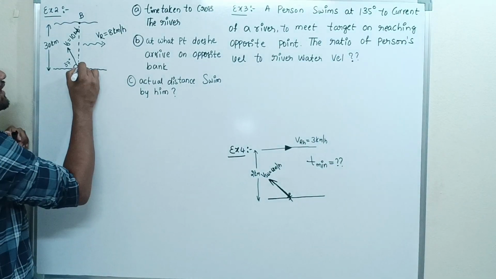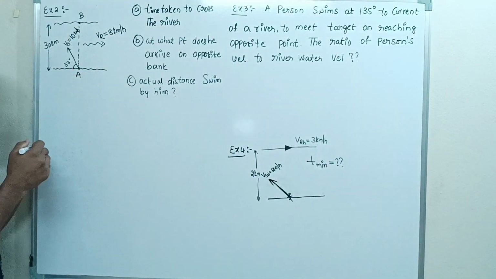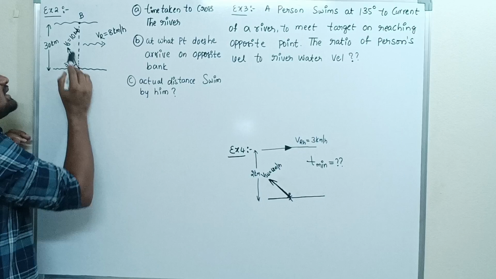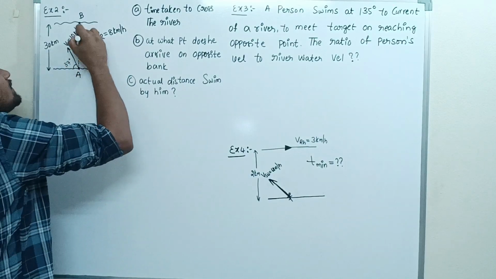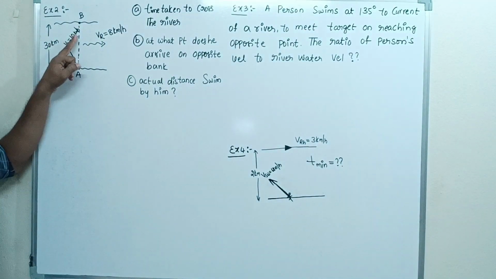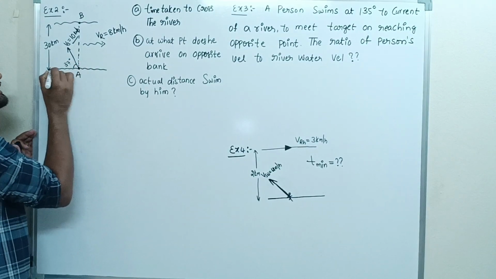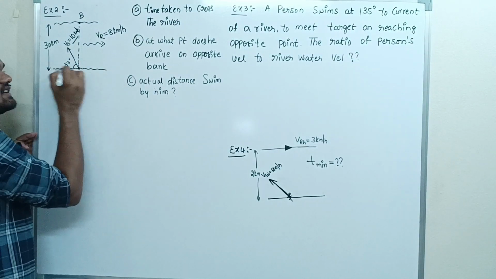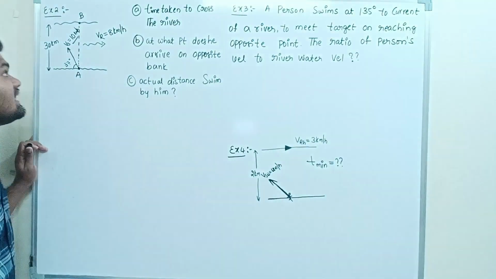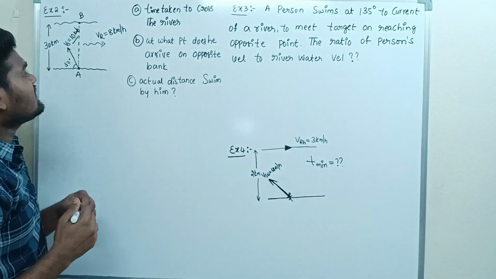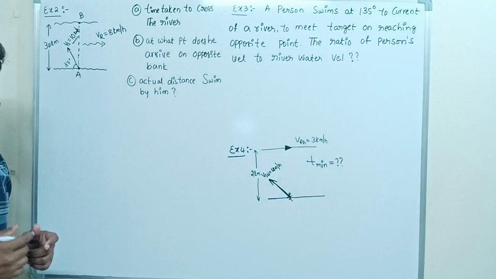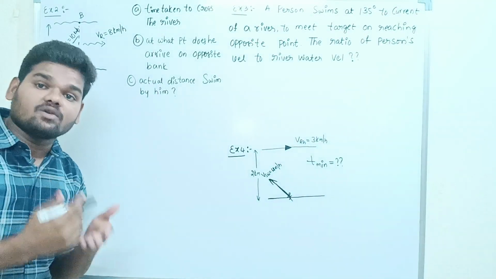So now from the point A, let us consider this is a point A, a swimmer started moving with a velocity. How much is the velocity of the swimmer given? 10 kilometers per hour, by making an angle 37 degrees with the horizontal line. Now what are they asking? The time taken to cross the river. So we have to find the time taken to cross the river.